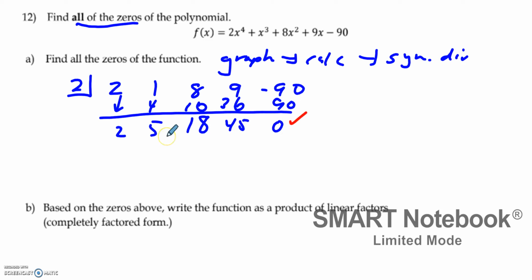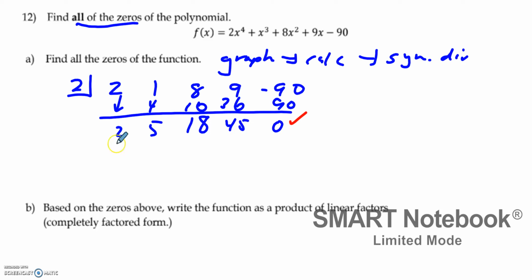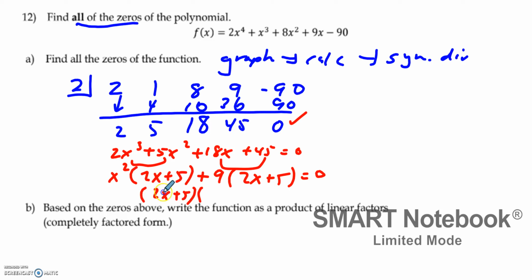So what I could do from here is factor by grouping, because again, if I look back at the graph, I'm not 100% sure what this is. So let's change this. We reduce it by a degree: 2x cubed plus 5x squared plus 18x plus 45 equals 0. And now that I have 4 terms, I can factor by grouping. I can take out an x squared here, and I'm left with 2x plus 5. Here, I can take out a 9, and I'm also left with 2x plus 5 equals 0. So I'd be left with 2x plus 5, and I would be left with x squared plus 9 equals 0.